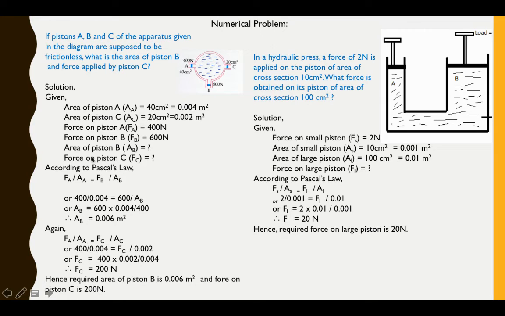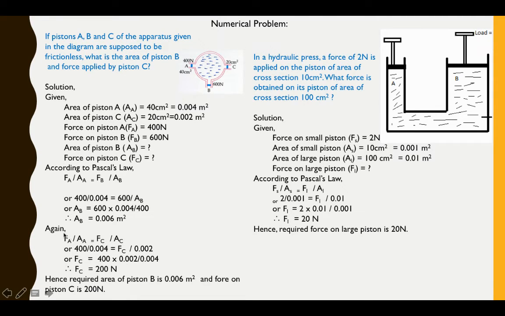Now going to the force on piston C. Now we are going to compare piston A with piston C, or we can even compare piston B and piston C, it will be the same. Whatever pressure is created in piston A, it will be the same in piston C. So pressure in piston A equals pressure in piston C. Pressure in piston A means force on piston A by area of piston A, equal to force on piston C by area of piston C.